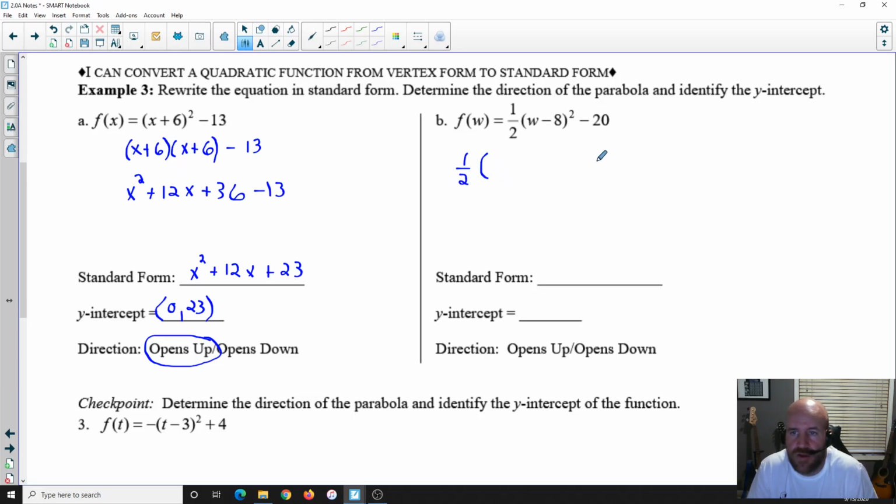And I'm going to put the product of the binomials in parentheses. So that negative 20 is on the outside. So we have to follow order of operations. So we get w squared. So the w times the negative 8 and then the negative 8 times w, we can just double that into a negative 16w. And then negative 8 times negative 8 is a positive 64.